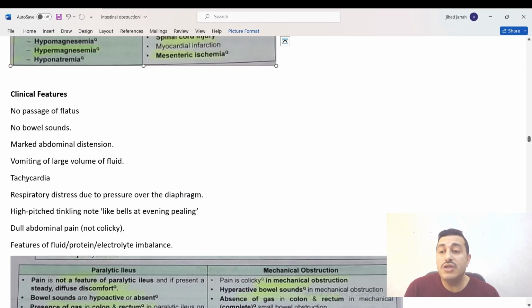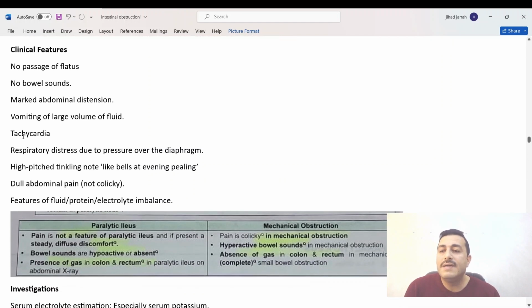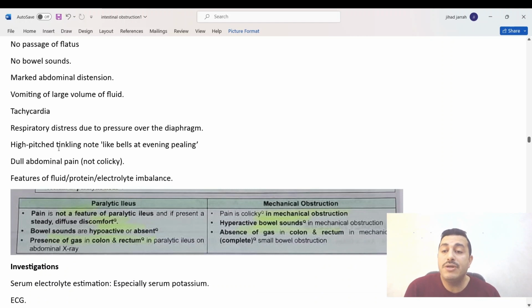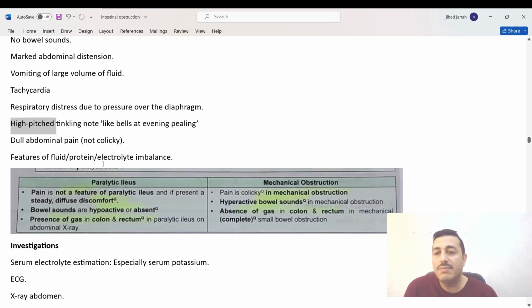Marked abdominal distension, tachycardia, vomiting. Tachycardia, we said, and respiratory distress, as there is usually a compression or pressure on the diaphragm. High pitched tinkling note, like a pulse. Initially it's a high pitched tinkling note. It's the bowel sound. Dull abdominal pain, not colicky. Actually, it's less severe: dull, less severe or absent pain.